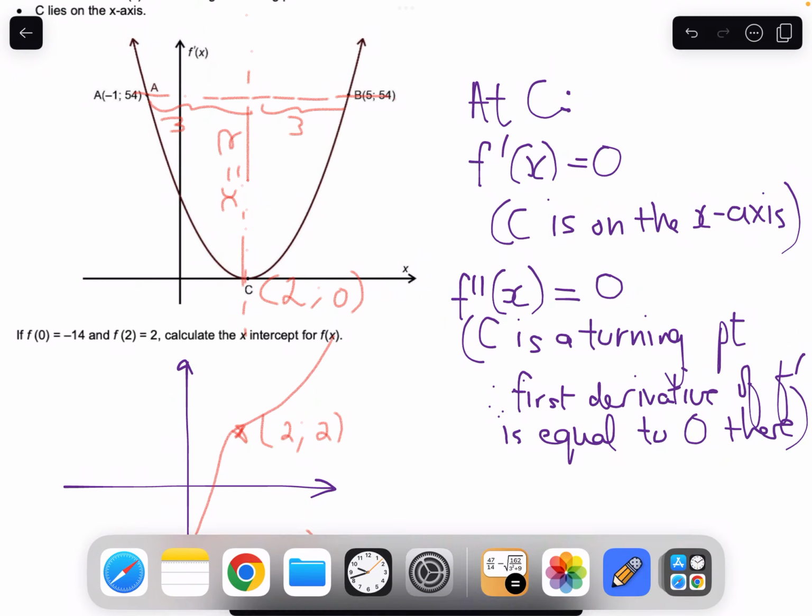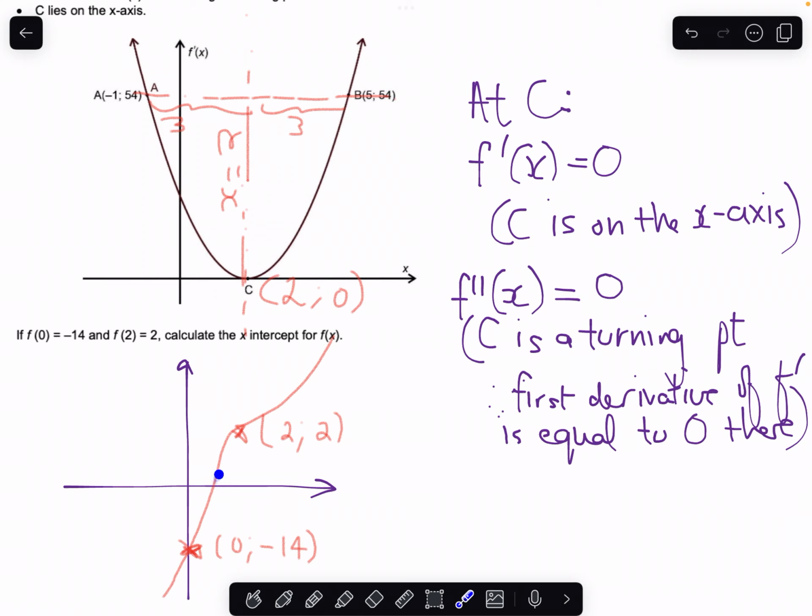So this is a curve where it is always increasing. And then the inflection is happening there. So our graph is going from being concave down to being concave up. And now what we want to figure out is the x-intercept for f of x.